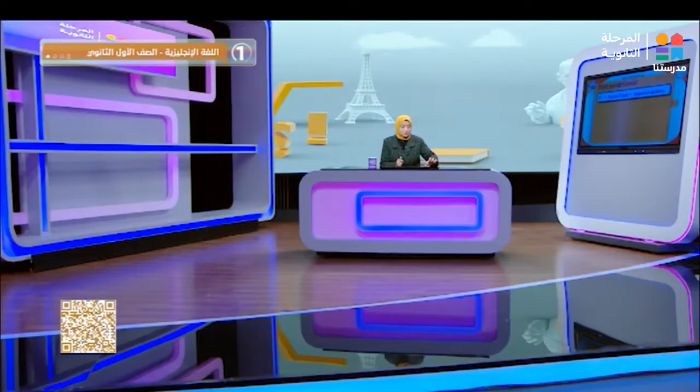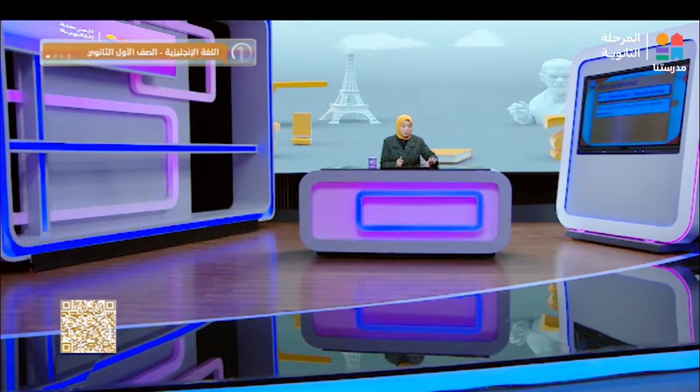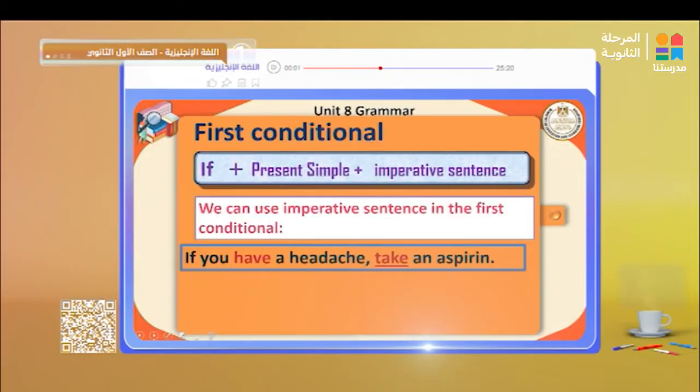Let's look at some examples. We can use the imperative sentence in the first conditional. For example, we can say, if you have a headache, take an aspirin. You see here we didn't use will or can, we said take directly. Take an aspirin. If you have a headache, take an aspirin.